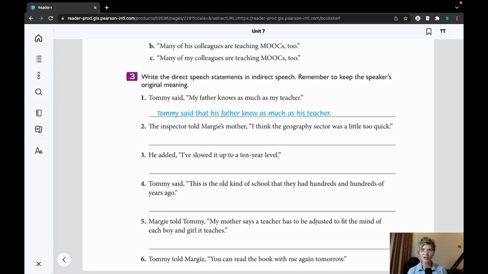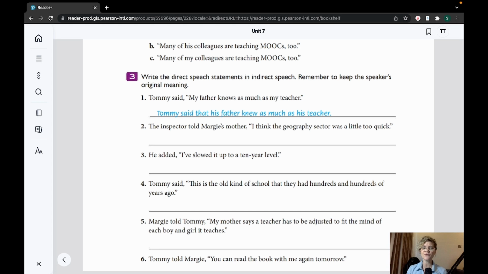Now, remember that you gotta have the verb tense correct. So look at the direct speech first. And you gotta think first, okay, in what tense is this sentence? Tommy said, "My father knows as much as my teacher." Present tense, simple present. So simple present changes to simple past. See, that's why you need to know the formula. You got to remember what it changes into. Otherwise, you can't do this. So Tommy said that his father knew as much as his teacher.